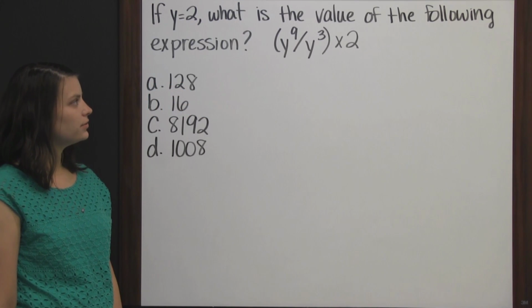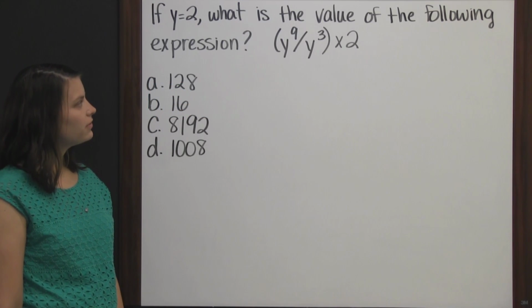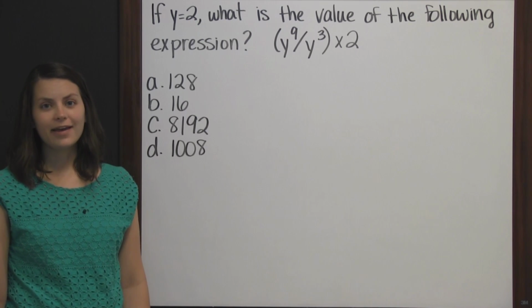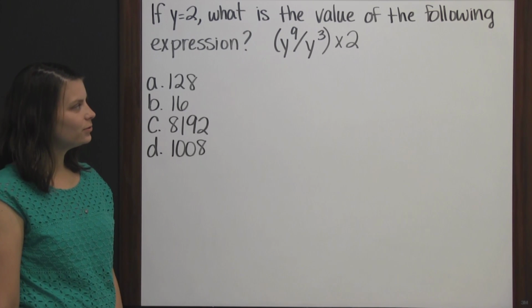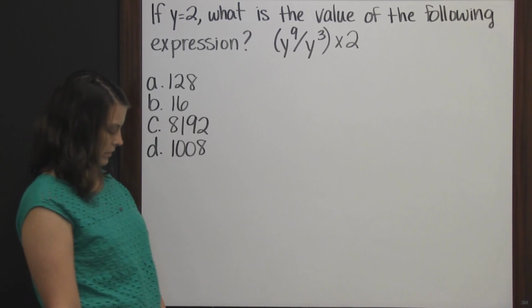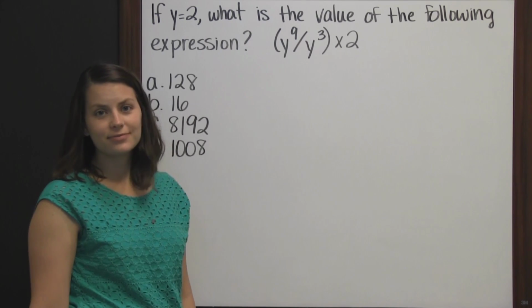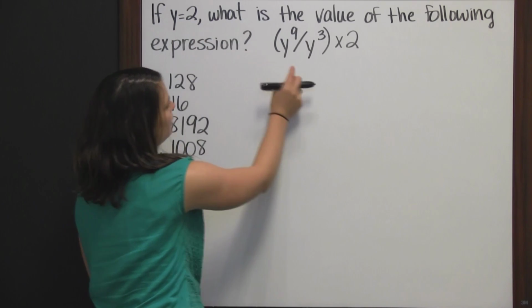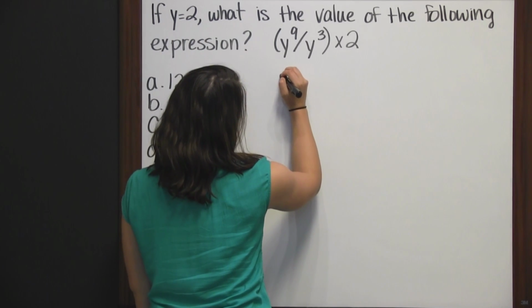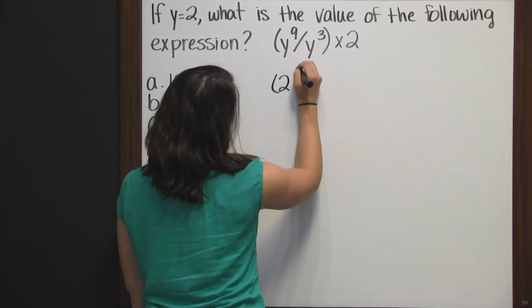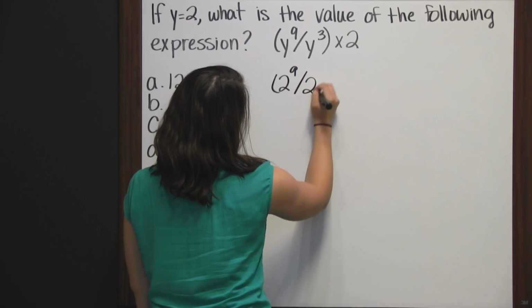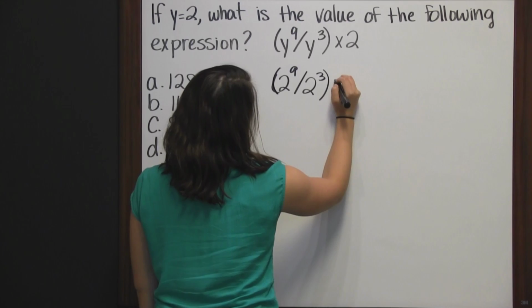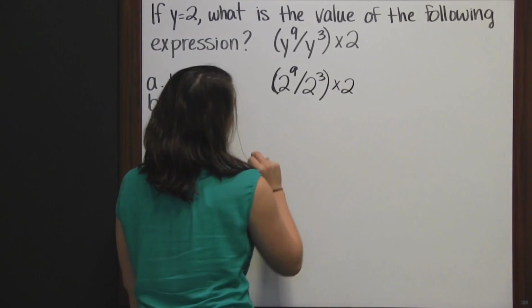If y equals 2, what is the value of the following expression? The quantity y to the 9th divided by y cubed, times 2. The first thing we need to do is substitute 2 for y in our expression. So it becomes 2 to the 9th divided by 2 cubed, and that quantity times 2.